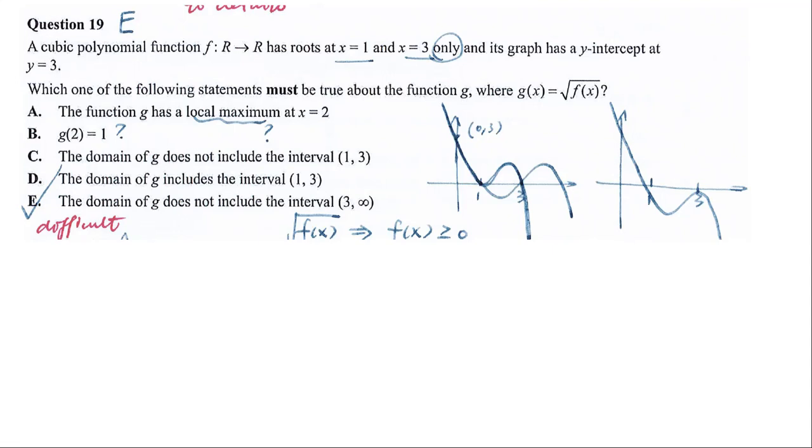But after x equals 3, that's another story. The graph of f becomes below the x-axis. So we must get rid of any parts below the x-axis. That is from 3 to infinity, greater than 3. That's why we choose option E.